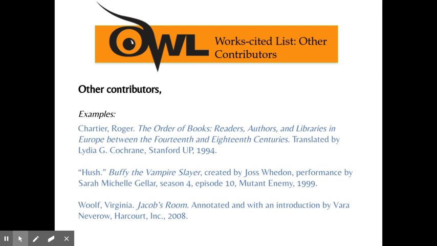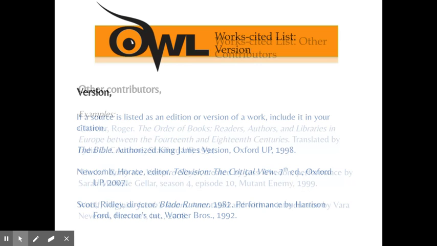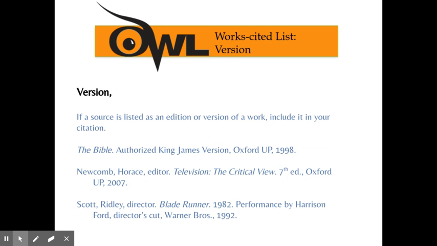And then Virginia Woolf wrote Jacob's Room, and it is annotated with an introduction by Vera Navarro. Because she annotated the book and she included an introduction, she is notable in this work, so she needs to be identified. Sometimes you have different versions of a work, so if a source is listed as an edition or a version of a work, it is included in your citation. So a great example is the Bible. There are different versions of the Bible. So the Bible listed here is the Authorized King James Version. Because it is a specific version of the Bible, you need to identify that in the citation.